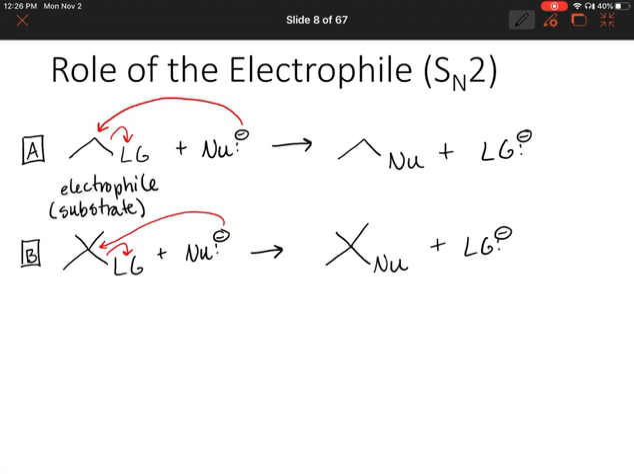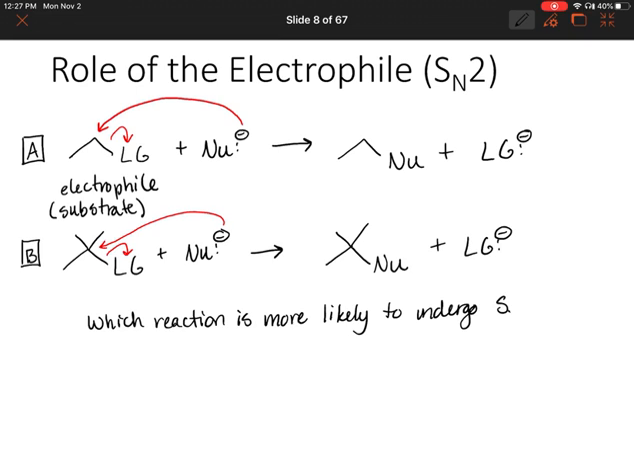All right, so then we end up with the same products we saw before. Oops, that should be our nucleophile that's attached. Okay, so which reaction is more likely to undergo SN2? Now, I'll give you a hint. Think about how bulky the substrate is. So if you would like to pause the video and think about this for a minute, you can, and then when you unpause, we'll go over it together.